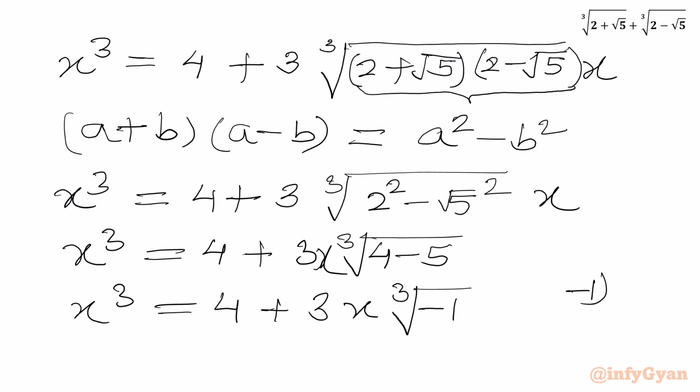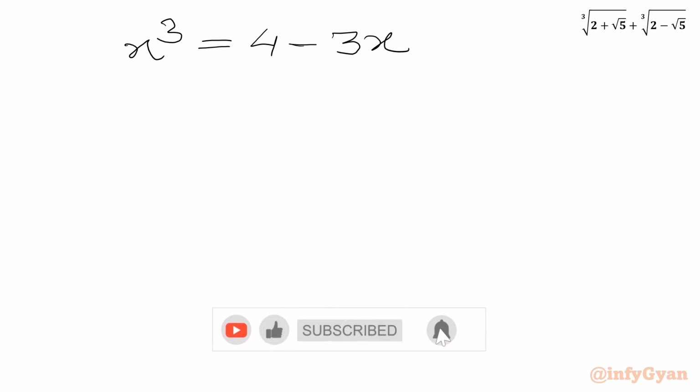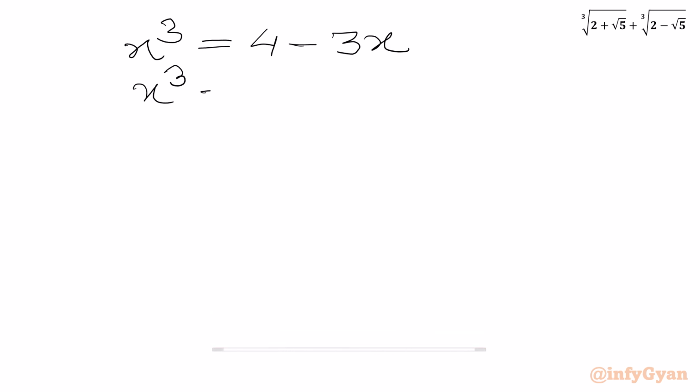Now we know that minus 1 whole cube is minus 1. Once we take cube root both sides, we will get cube root of minus 1. So here I will write minus 1. So x cube will be equal to 4 plus 3x times minus 1, or x cube will be equal to 4 minus 3x. Take all the terms to LHS. x cube plus 3x minus 4 equal to 0.